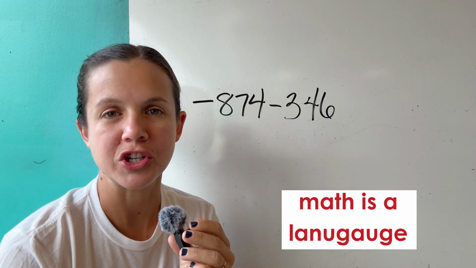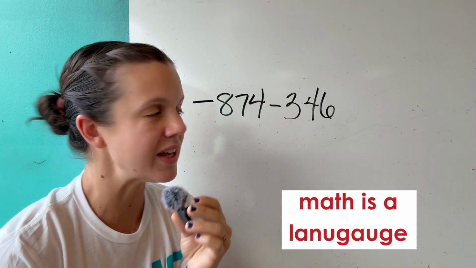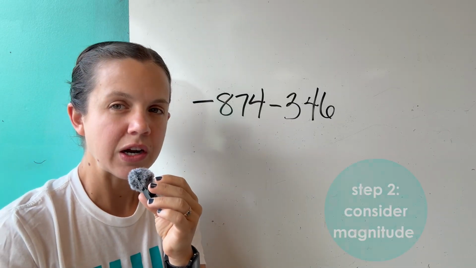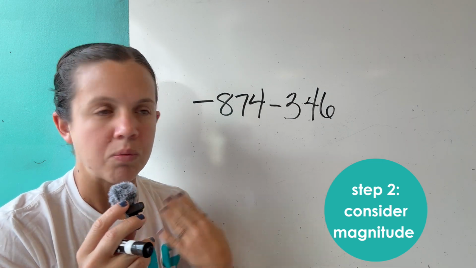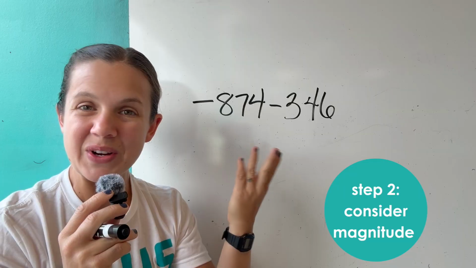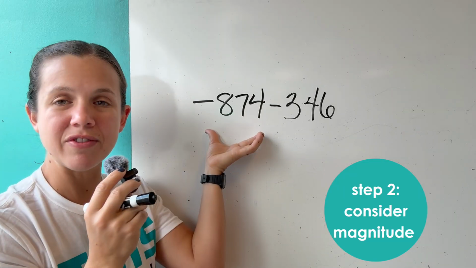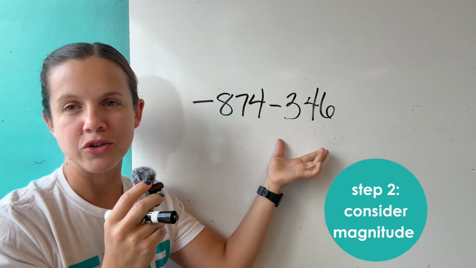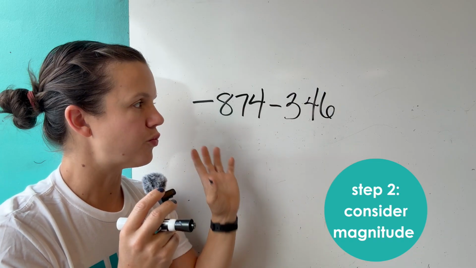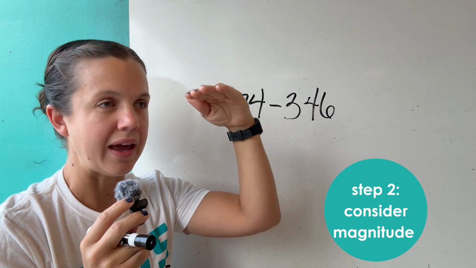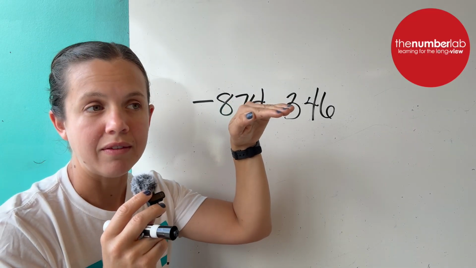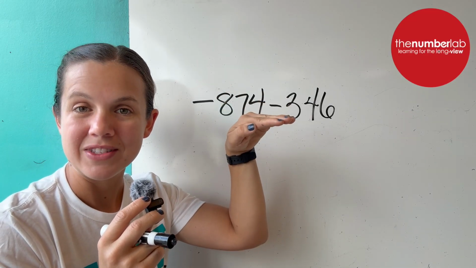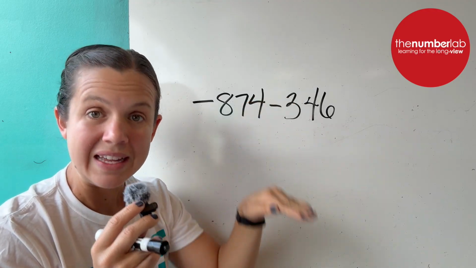asking yourself, so that eventually it becomes the internal questions that a child might ask themselves, is: am I going to be above zero or below zero? So just by looking at this, the first thing we want to consider is where we're going to be on the number line. I have a debt of 874 and I'm losing 346. So just hearing that, I can think, okay, if I'm at a debt of 874 and I'm losing, am I going up or down? If I'm losing, I'm going down.